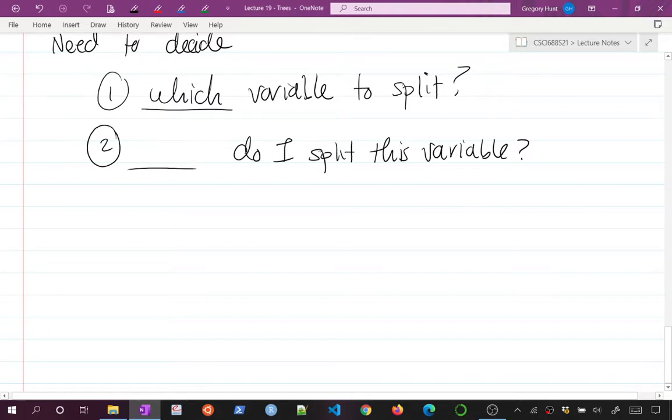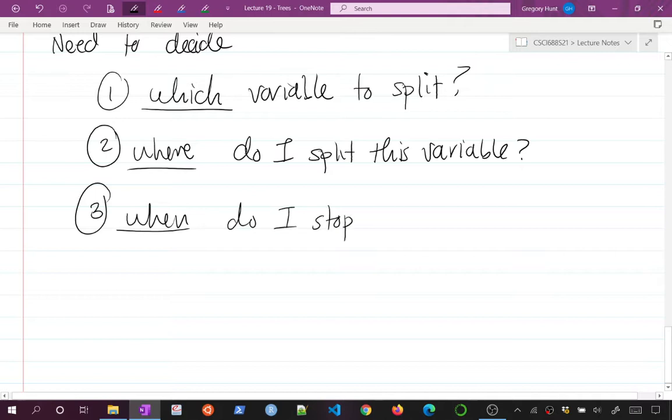You can say when, maybe where. Where do I split this variable? And three, when do I stop? That is how many splits, how big to build this tree.